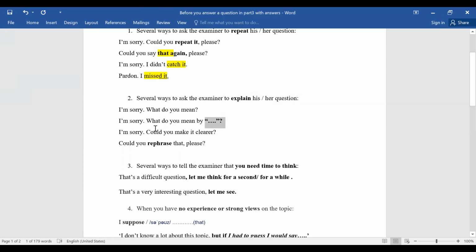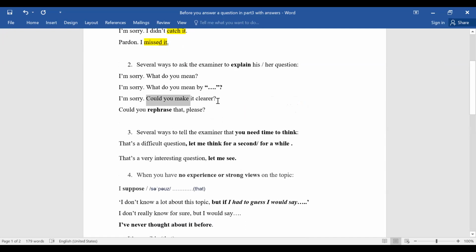So if you want the examiner to explain just a word or a phrase, say "I'm sorry" or "pardon me" or "pardon, what do you mean by blah, blah, blah?" And how can you say, "Could you make it clearer?" Be careful with ending sounds. Could you rephrase that, please? Exactly. Could you rephrase that, please?